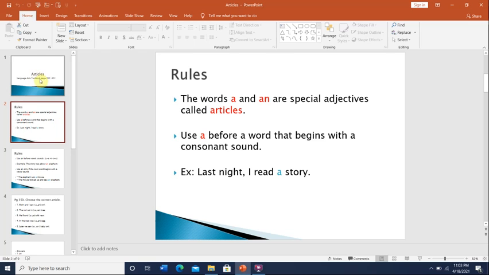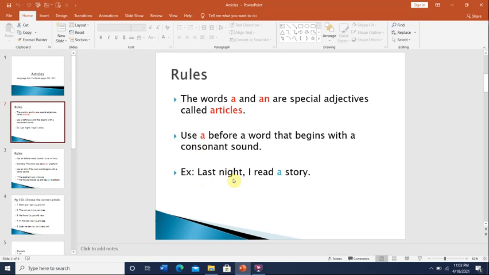Okay, so when do we use a? We use a before a noun that begins with a consonant sound. We know from the ABCs, or the alphabet, that all the letters are consonants except five. The other five letters are called vowels. So what are the five vowels? We have A, E, I, O, U. The other letters of the alphabet are called consonants. So we use the article a before a noun or word that begins with a consonant letter.